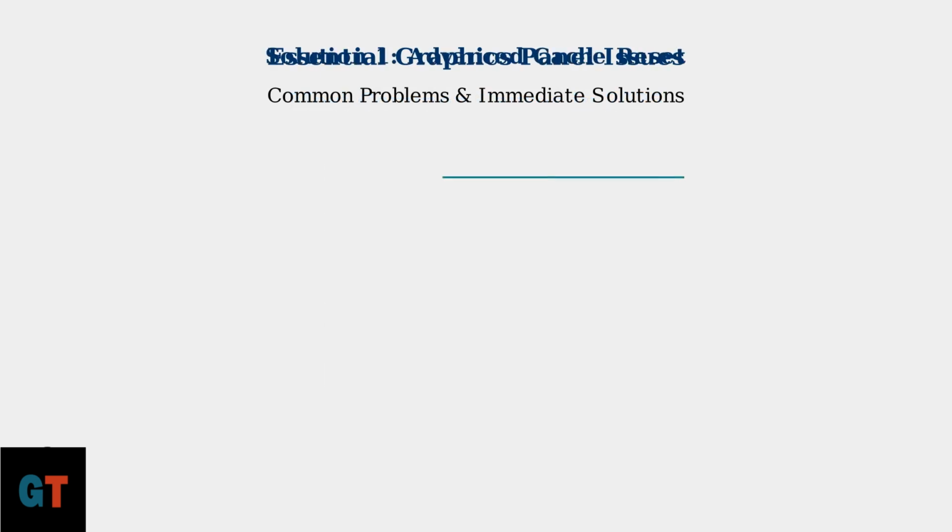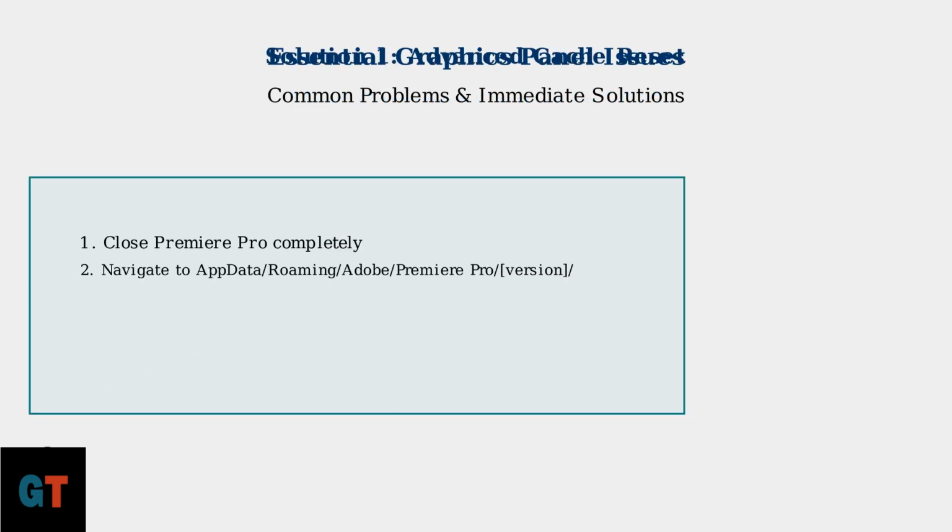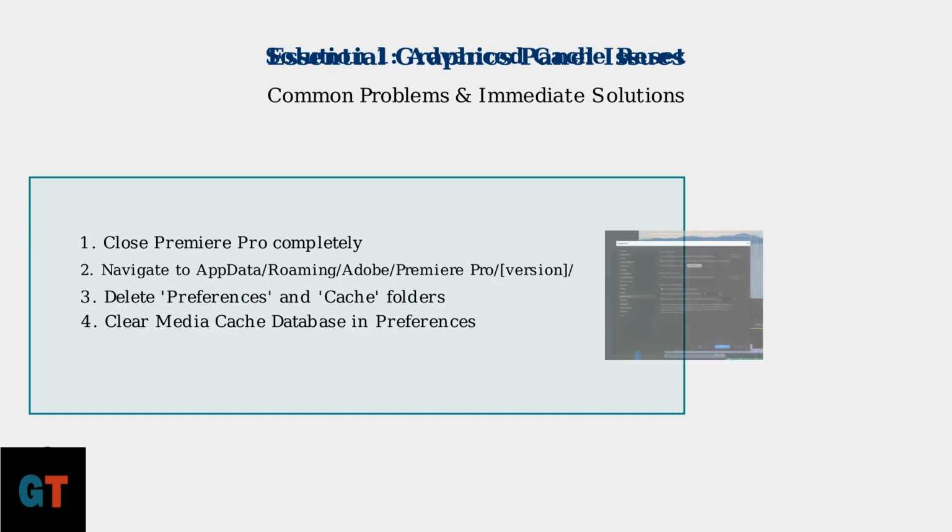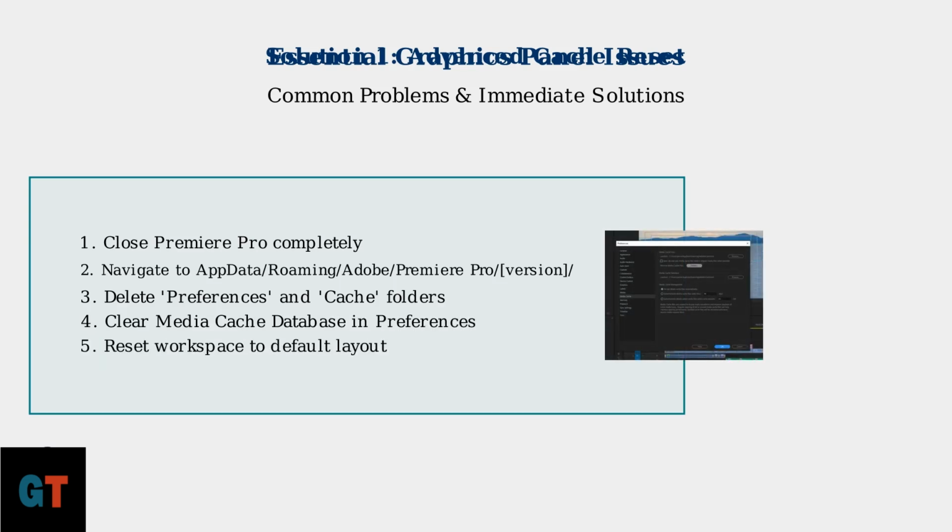The first and most effective solution is an advanced cache and preferences reset. Follow these 5 steps carefully. Close Premiere Pro completely. Then navigate to your App Data folder and delete the Preferences and Cache folders. This clears corrupted settings that often cause graphics panel failures.